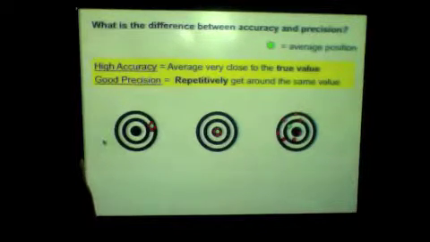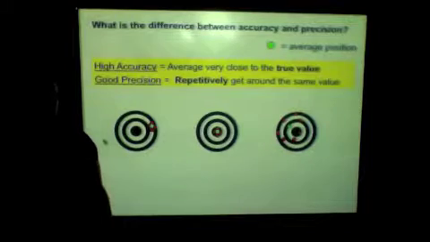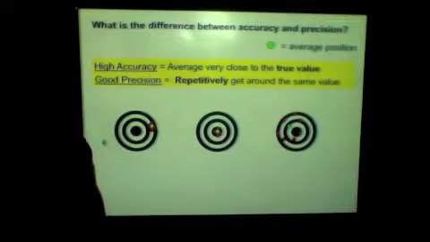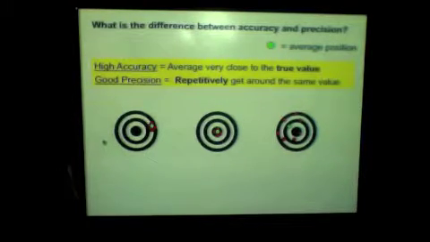Going to explain the difference between accuracy and precision. We're first going to talk about the definitions between the two words, and you should be able to tell, based on a set of data, whether it's highly accurate or good precision based on the definitions. So what is the difference between accuracy and precision?